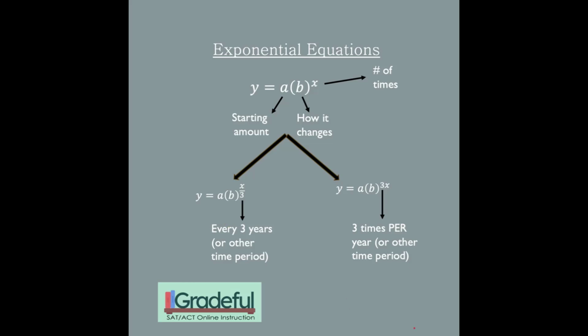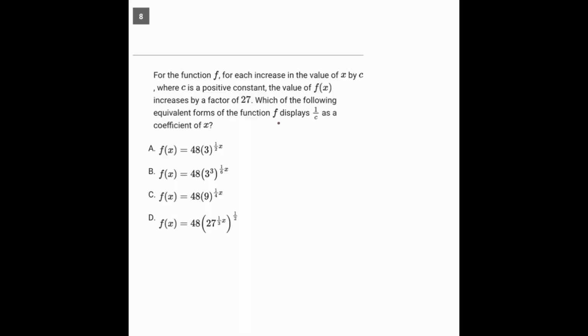Now, coming back to this question, trying to understand it, we have something increasing by a factor of 27. So if we're thinking back about the easier a times b to the x, b is how it increases or decreases. So we really need the number 27 there in one way or another. And which answer has 27 there? Really, this one right here does, because 3 to the third power is 27.